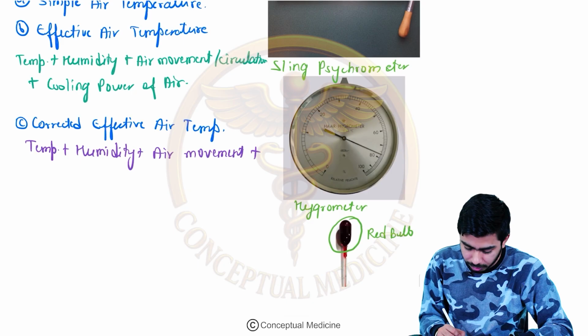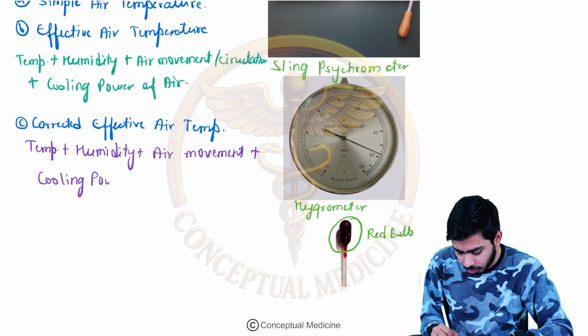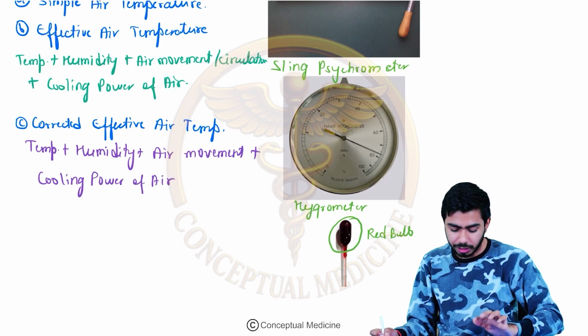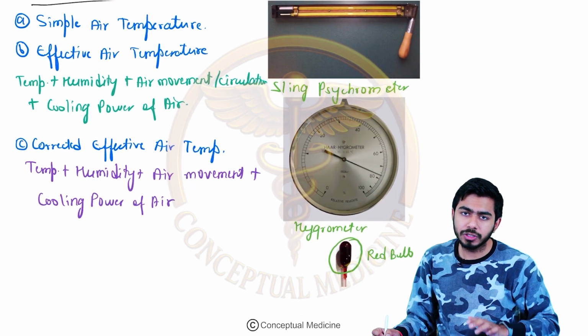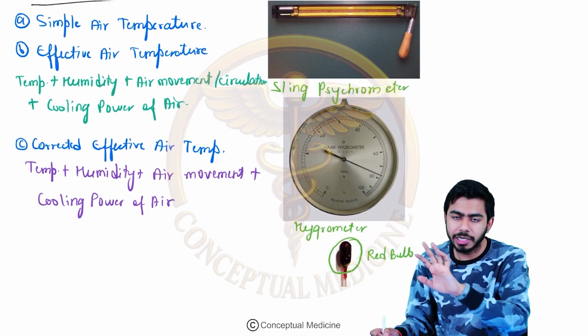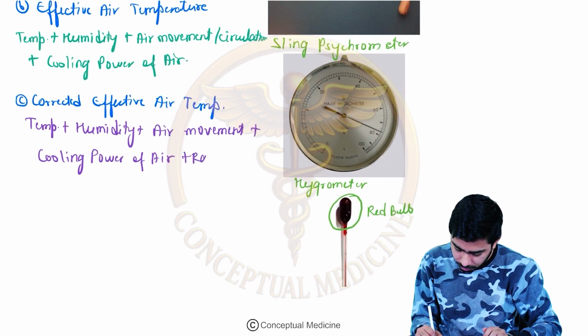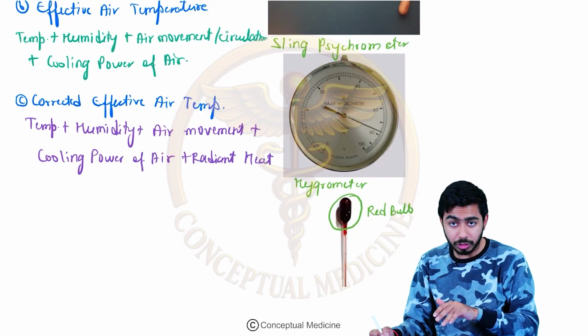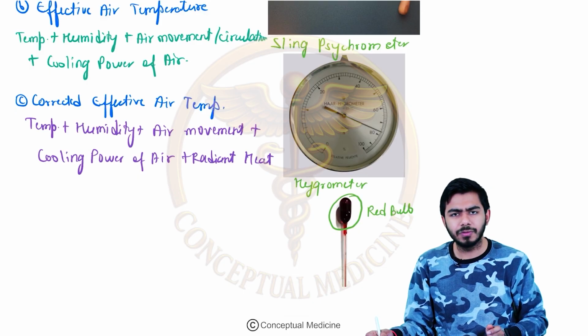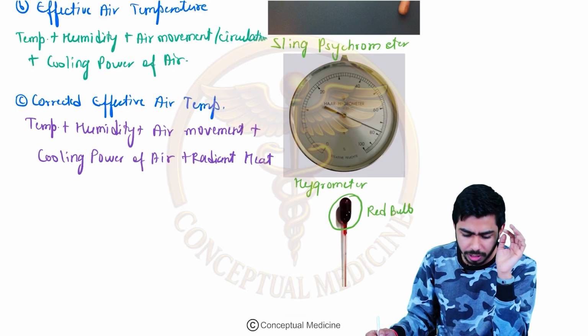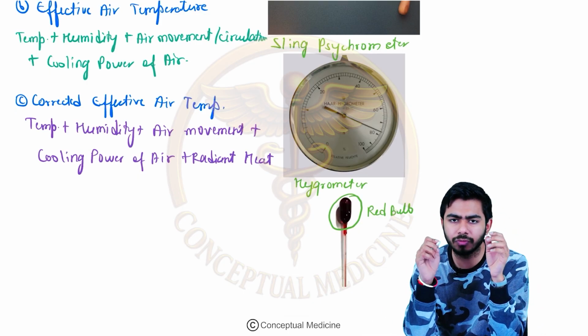With that we will be combining the cooling power of air also, right? That was your effective air temperature, or you can say effective air temperature plus radiant heat. Just for revision purposes I wrote everything; otherwise, effective air temperature plus the radiant heat is also called the corrected effective air temperature. Very, very important.